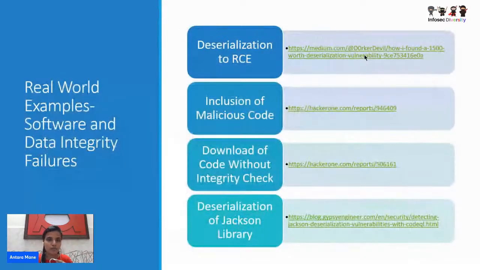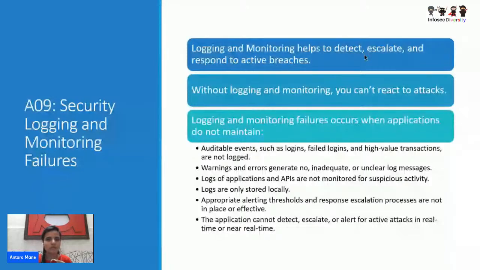Real world examples for software and data integrity failures are deserialization to RCE, right? One can convert deserialization to remote code execution. Inclusion of malicious code when the object is an attacker controllable object, downloading code without the integrity check, and deserialization of Jackson libraries. These are some of the examples of it. So let's move on to the next slide that talks about security logging and monitoring failures, right?